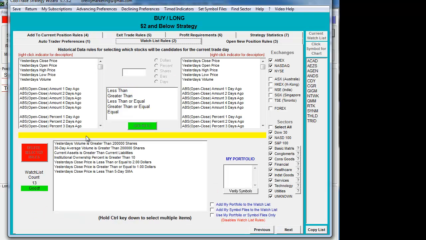So here are the watch list rules. And again, the watch list is to narrow down the stocks we're looking at so the auto trader runs efficiently. So all these stocks must have volume of 200,000 shares, both yesterday and a 30-day average over 200,000 shares. These companies have assets that are greater than their liabilities. Institutional ownership is greater than 10%. The stocks are less than $2 and more than or equal to $1. And the close price yesterday is less than the 5-day simple moving average.